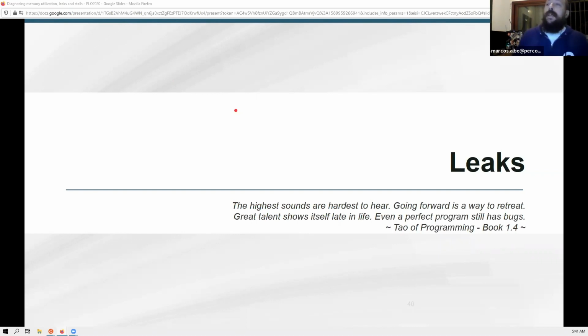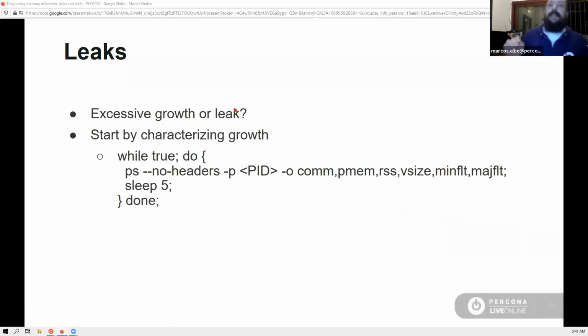Perfect. So leaks, what is a memory leak? Basically, memory allocation is done by the memory allocators, and you will allocate and then free memory. That's the basic operation. So a leak is when we allocate and then never free the memory. So sometimes people confuse excessive growth with leak.